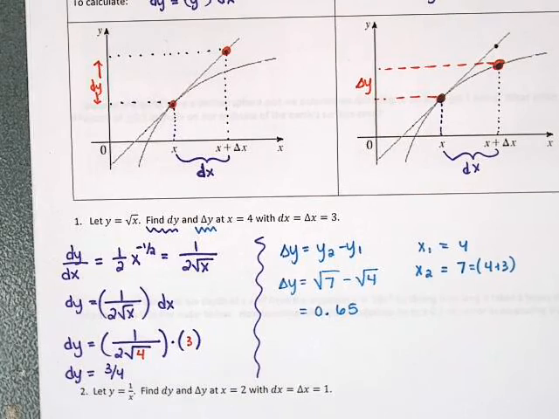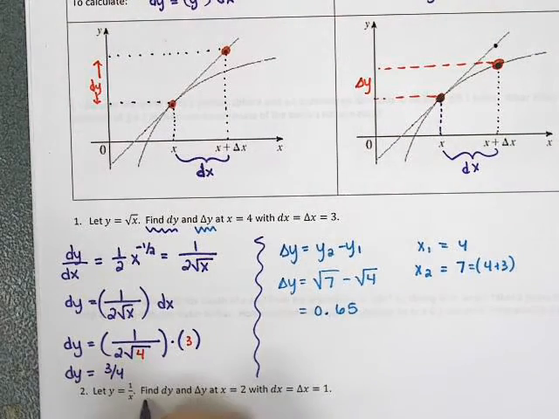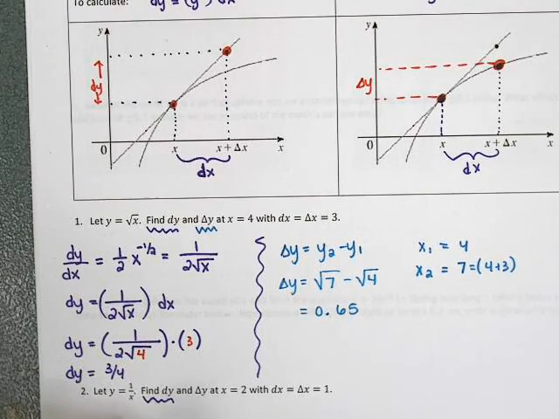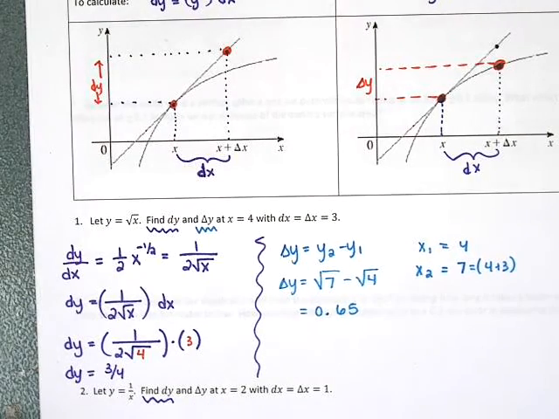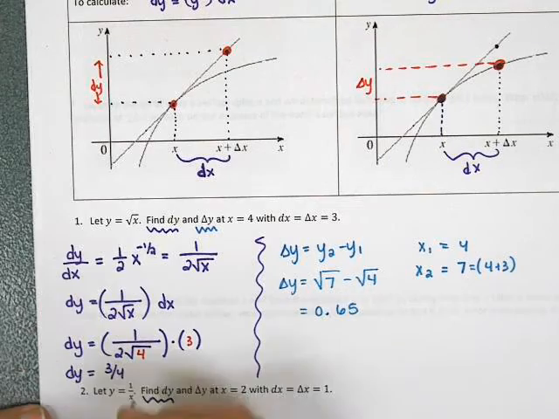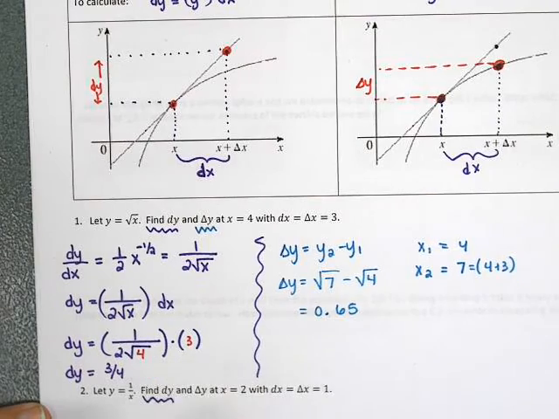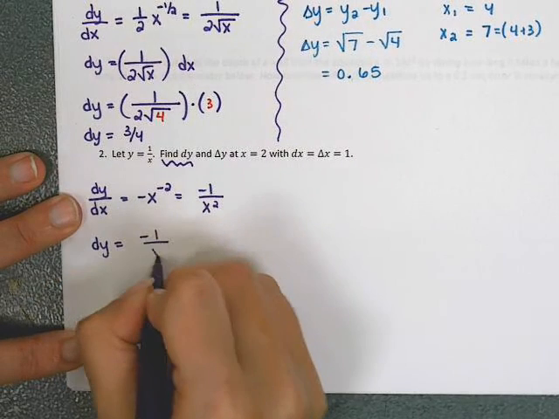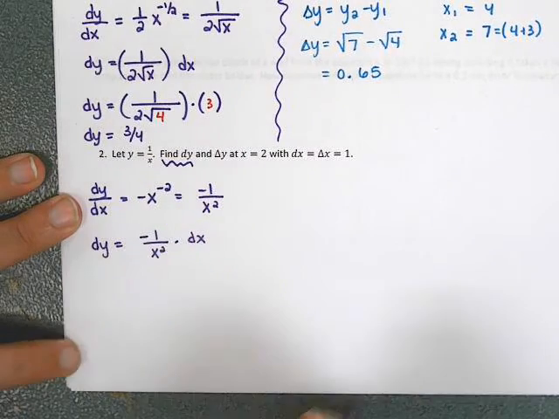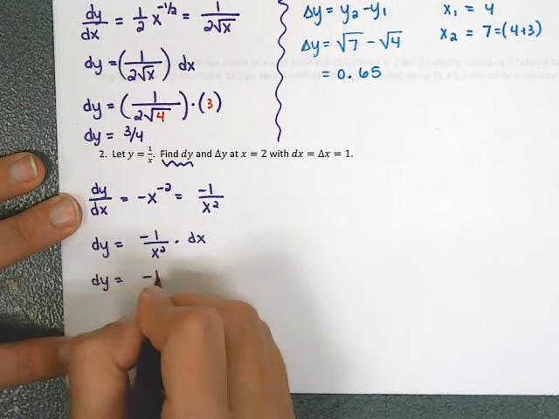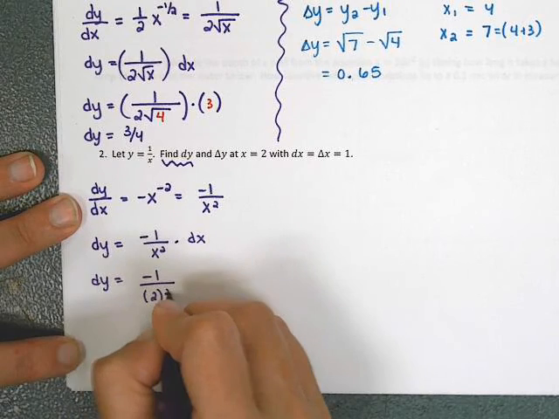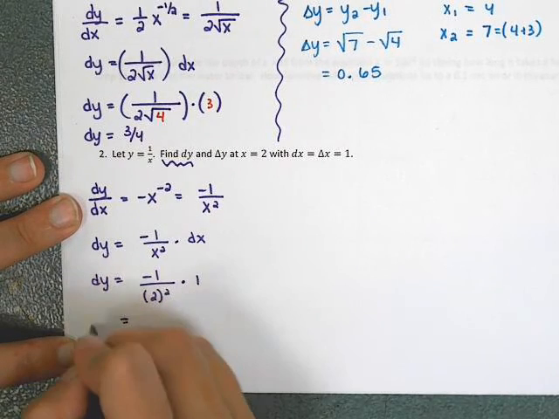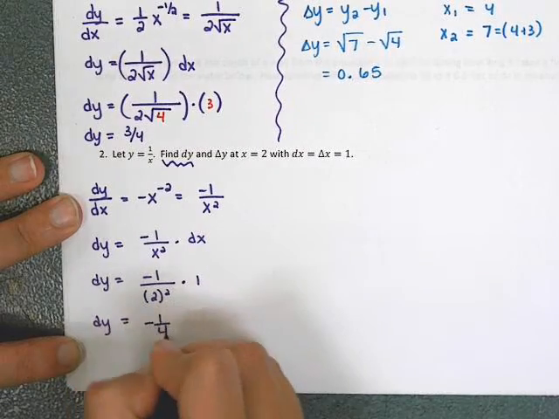Let's try another one. So if y is 1 over x, we're going to find dy, which means we need to take the derivative. I'm going to think about that as being x to the negative 1. So I would get negative x to the negative 2, which would be negative 1 over x squared. Now that means that dy would be negative 1 over x squared times dx. So if I plug in my numbers, I get negative 1 over, the number x that I'm plugging in is 2, times 1. So I would get negative 1/4.